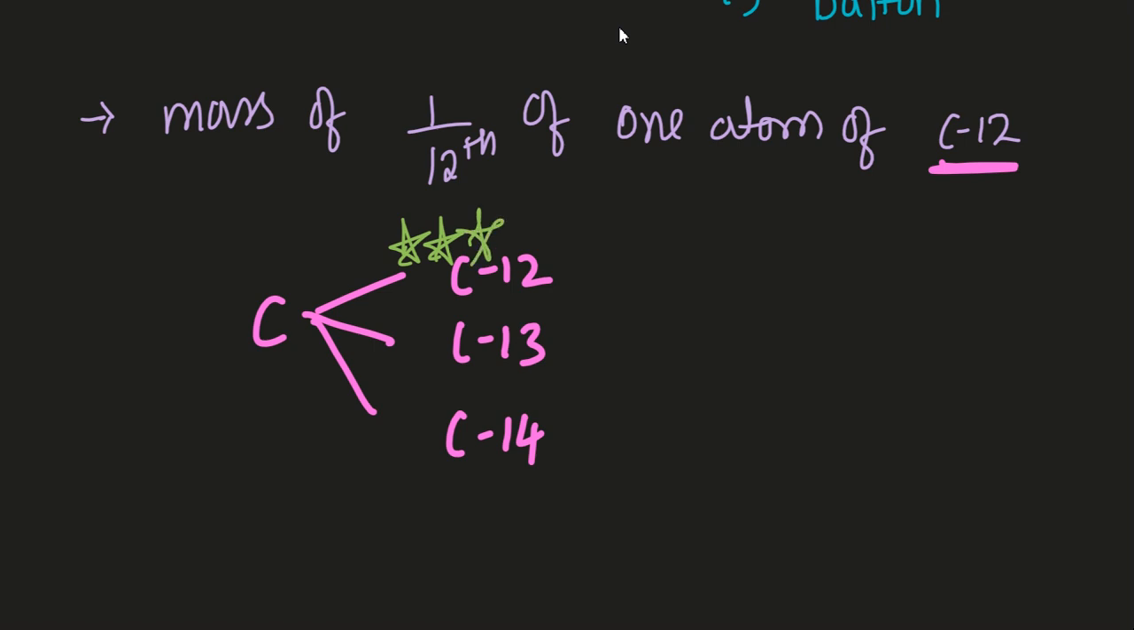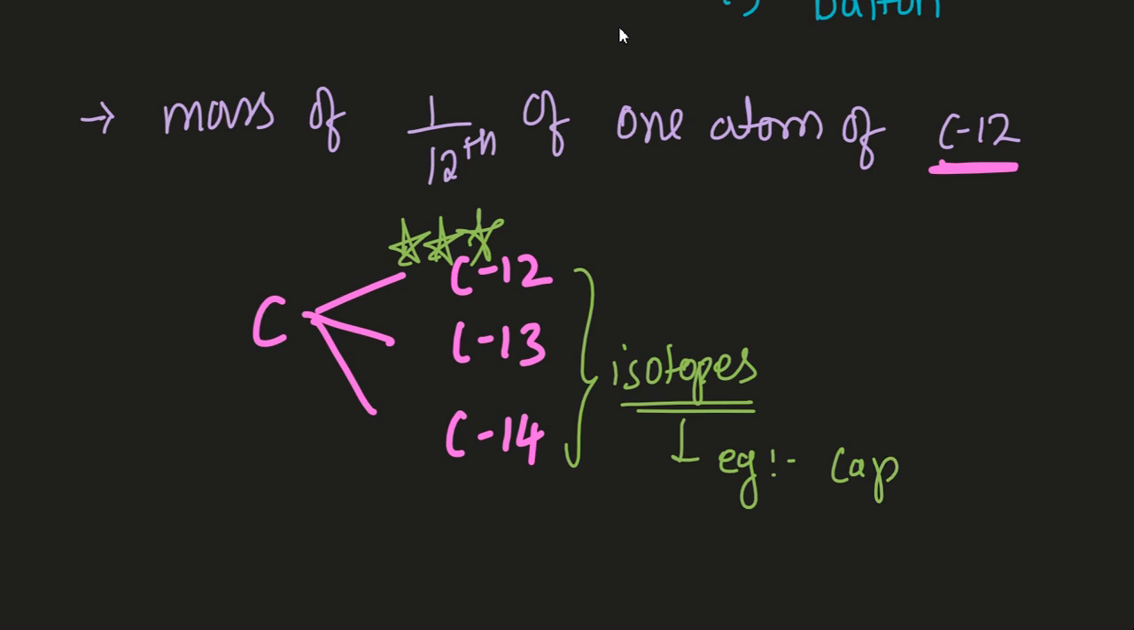For a simple example, these are nothing but what we call isotopes. Suppose you don't know the meaning of isotopes, let us take the example of capsicum. In the market you can see different colors of capsicum: green, yellow and red. But if I ask which one is dominant in our market, wherever we go we get mostly green capsicum. Whatever the color, all three are capsicums, right?